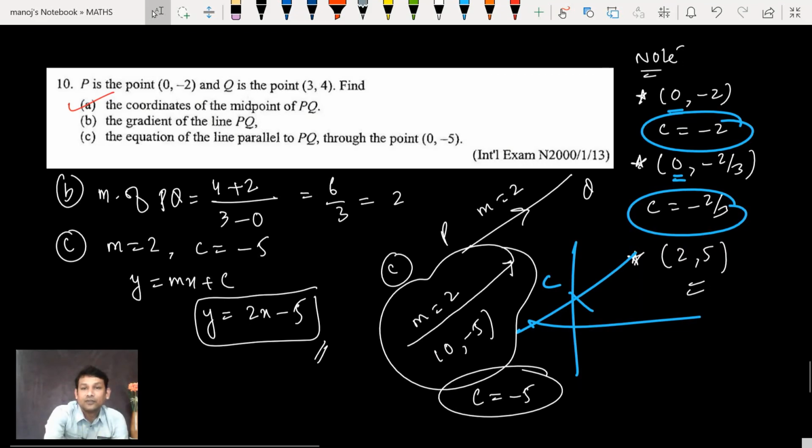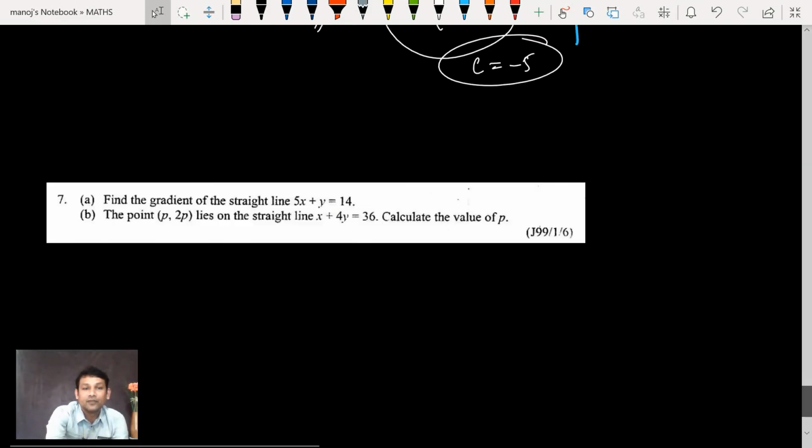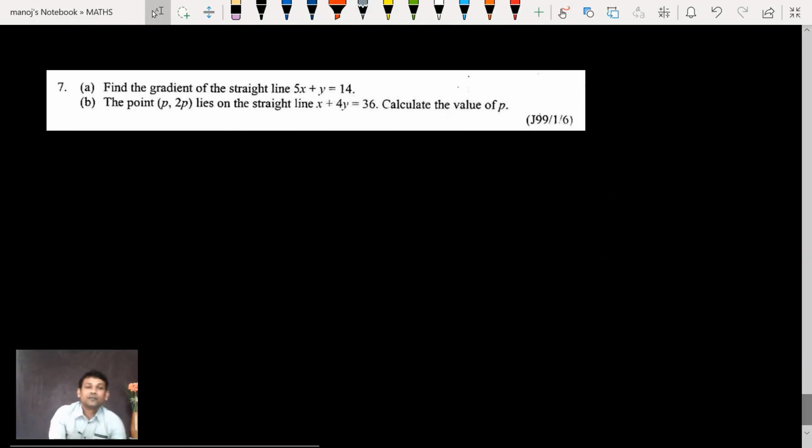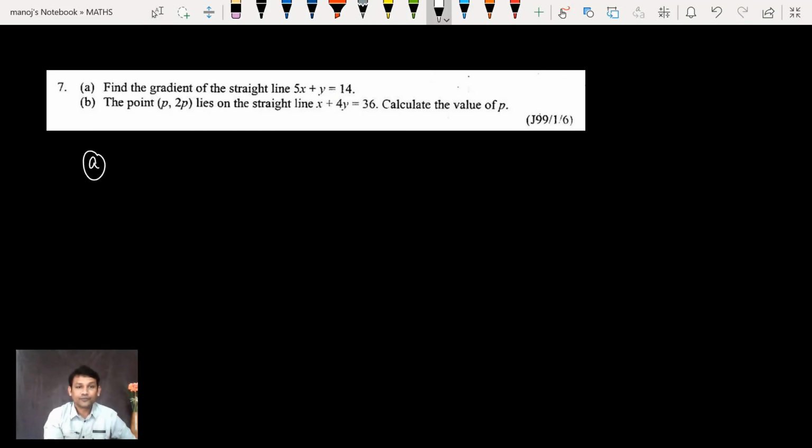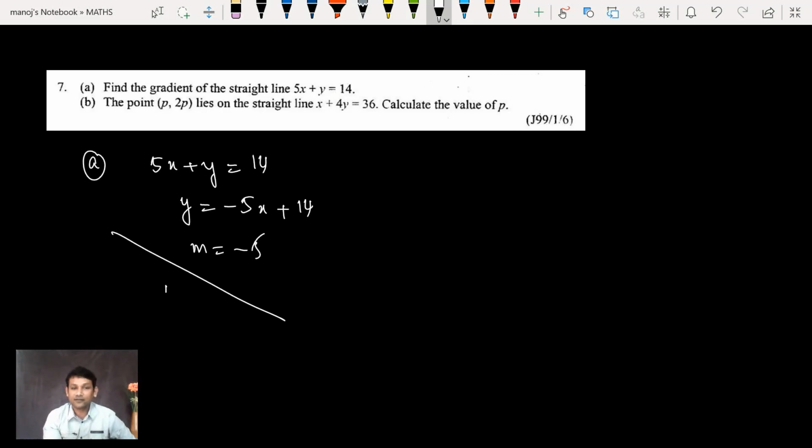This is from the November 2000 paper 1 question number 3. This is the last question of the coordinate geometry. Find the gradient. I have discussed with you how we find the gradient from the given equation. 5x plus y is equal to 14. Y equals minus 5x plus 14, and the gradient is minus 5. The line is like this. Please, this is very important. The gradient is negative.